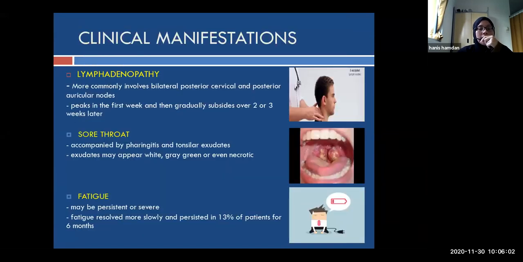The lymphadenopathy peaks in the first week, and then gradually subsides over 2 or 3 weeks. Sore throat is usually accompanied by pharyngitis and tonsillar exudates. The tonsillar exudates may appear white, grey-green, or even necrotic. The patient may also have fatigue, which may be persistent or severe. The fatigue also resolves more slowly and persists in 13% of patients for 6 months.